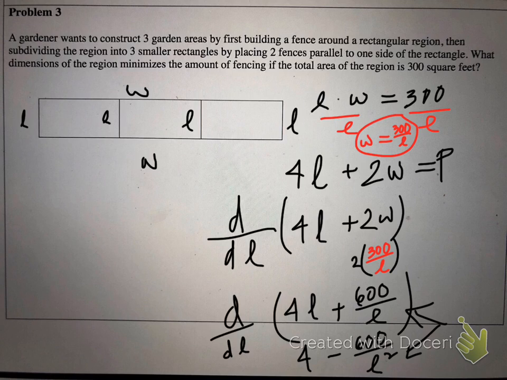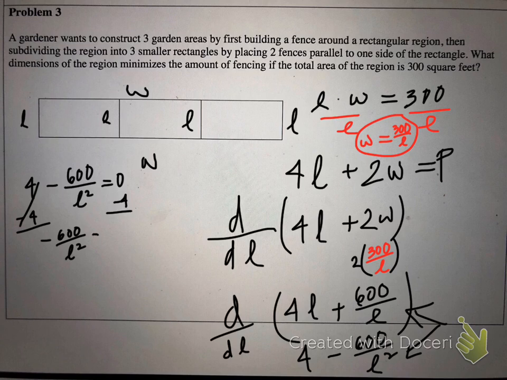Okay, so that's basically going to change a lot of it. So it's 4 minus 600 over L squared equals 0. There you go. And I noticed because I was going to get a negative answer, and you cannot have negative answers for lengths, right? Lengths have to be positive. So let's go ahead and subtract 4, same thing, just how we were doing. Minus 600 over L squared equals -4.